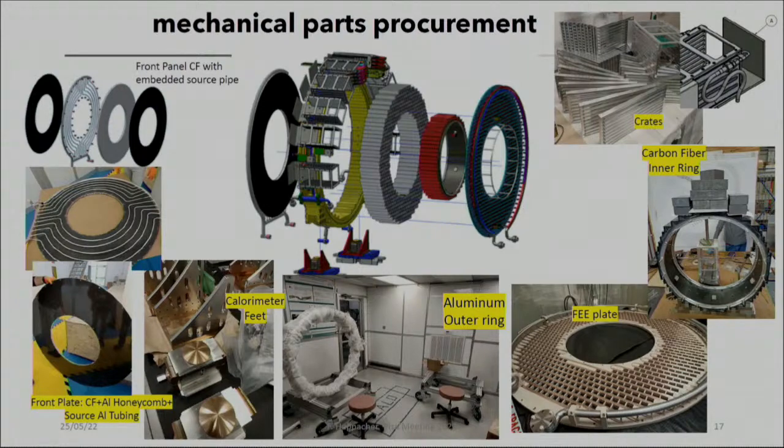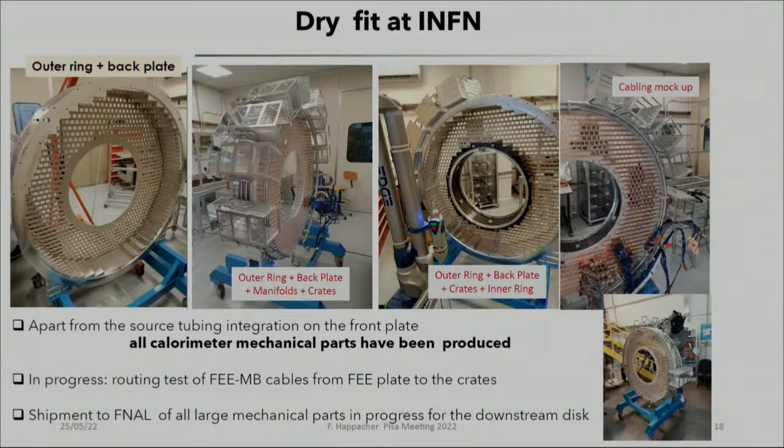We have the other aluminum ring. This is the one that is already at Fermilab. It is waiting to be filled with crystals. We have these two very nice pieces of engineering that are the front-end electronic plates made in PIC with all these cooling lines in copper. Then we have the inner ring that was stress tested in Frascati with lead loads. And the crates are also ready, as you will see in the next picture, where we exercise with all the mechanical parts that were produced, and we made some dry fit.